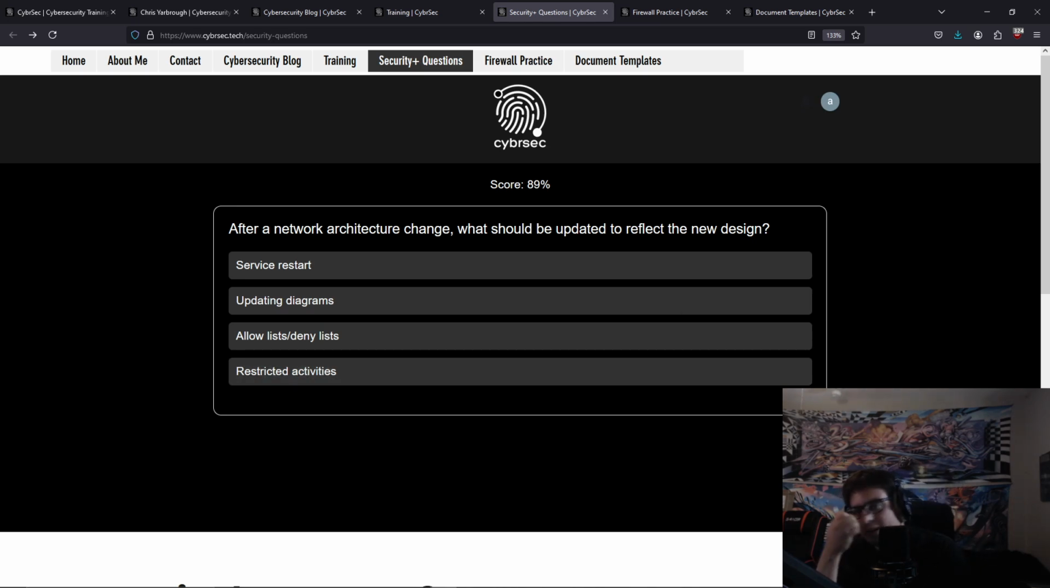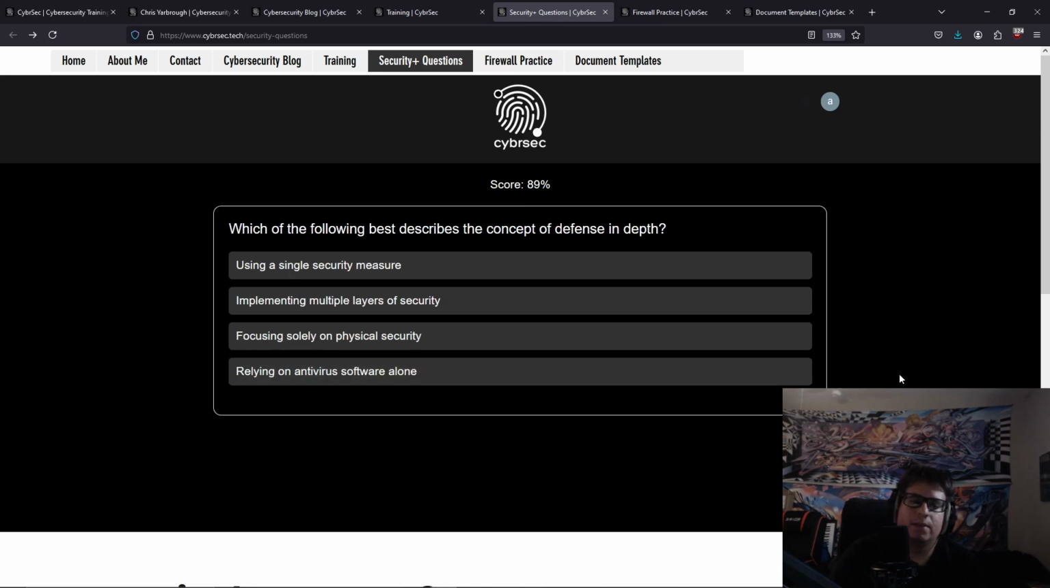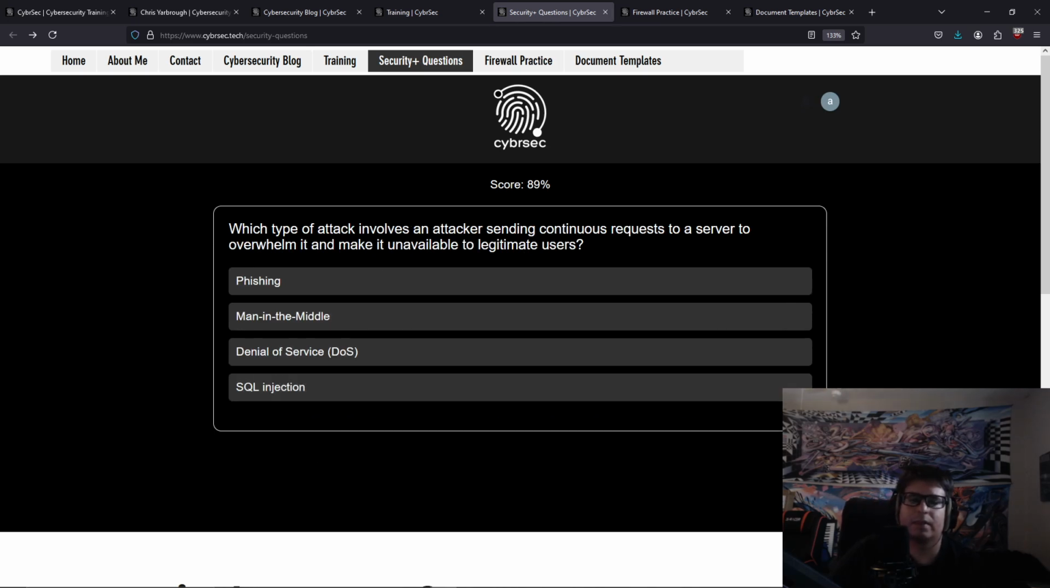After a network architecture change, what should be updated to reflect the new design? Updating diagrams. Correct. Which of the following best describes the concept of defense in depth? We've definitely answered this one, Christopher. Multiple layers. Continuous requests to a server, overwhelming it. Denial of service.